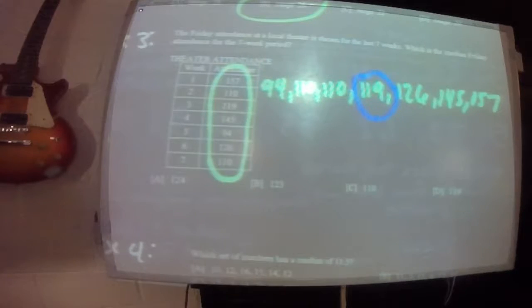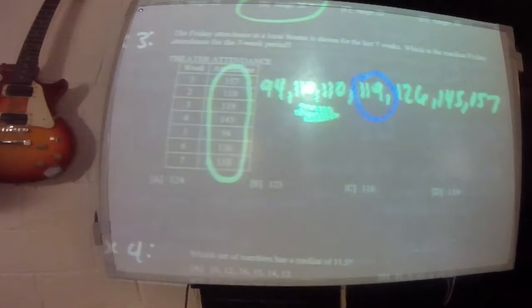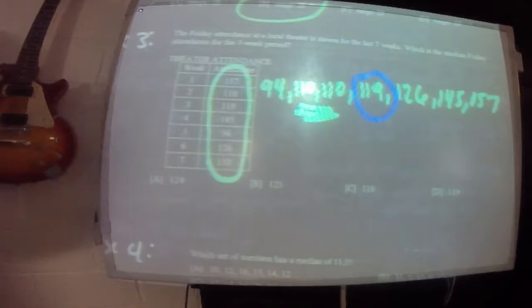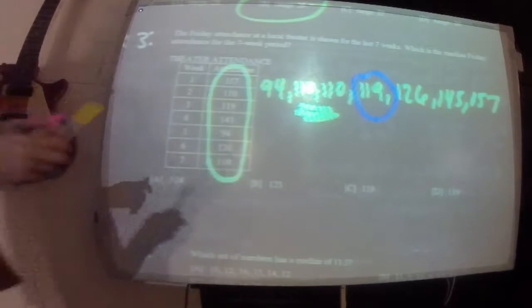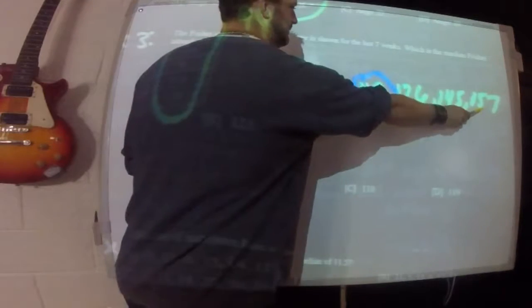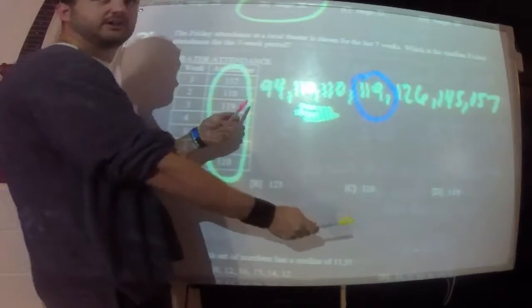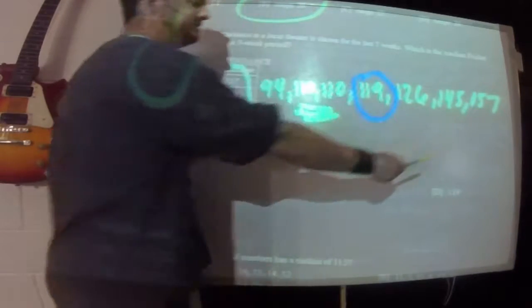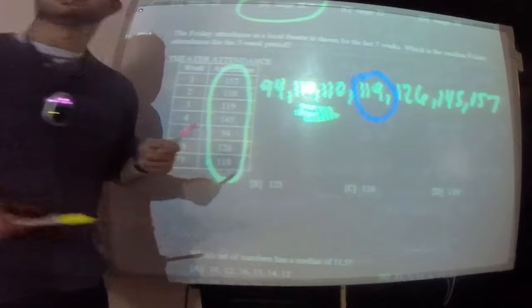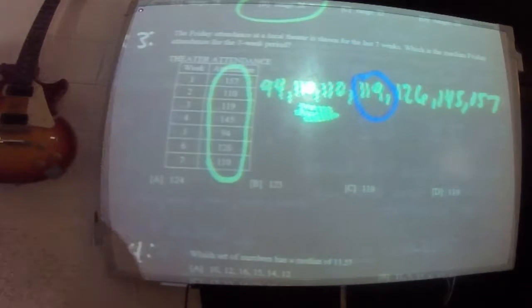Divide by 7. If you needed to tell me what the mode was, what would it be? 110, right? Mode. What happens the most often. And if you needed to tell me what the range is, what would you do? Subtract. 157 minus 94. So you should be able to do mean, median, mode, and range. In this case, it was median.